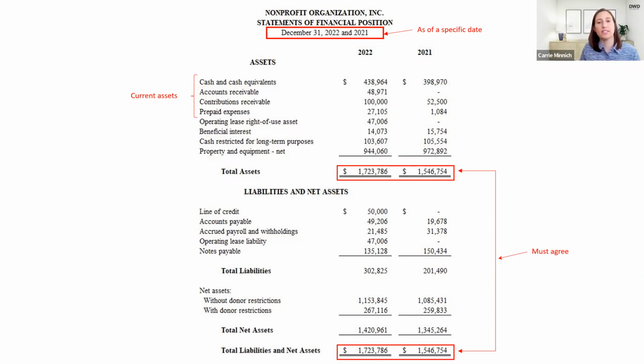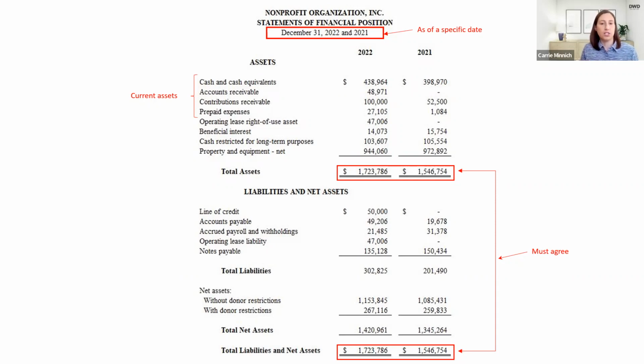Beneficial interest, that's going to be like the investments in the community foundation. You could also have other types of investments or endowments that are included on your financial statements. Property and equipment, that is going to be your fixed assets. So your computers, your buildings that you own, your furniture and equipment, those types of things. Those items are capitalized and then depreciated over their useful life as opposed to expensed.